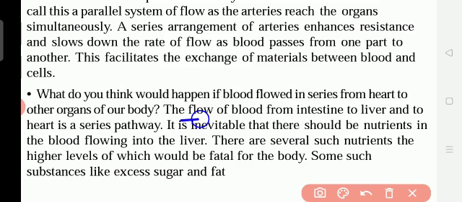When the blood pressure is high, that means blood circulation is very fast, and the heart also beats very fast, and it brings sicknesses. Sometimes we get a heart attack also. So the arteries slow down the circulation of the blood and the blood pressure. Resistance means able to stop, and it facilitates the exchange of materials between blood and cells.